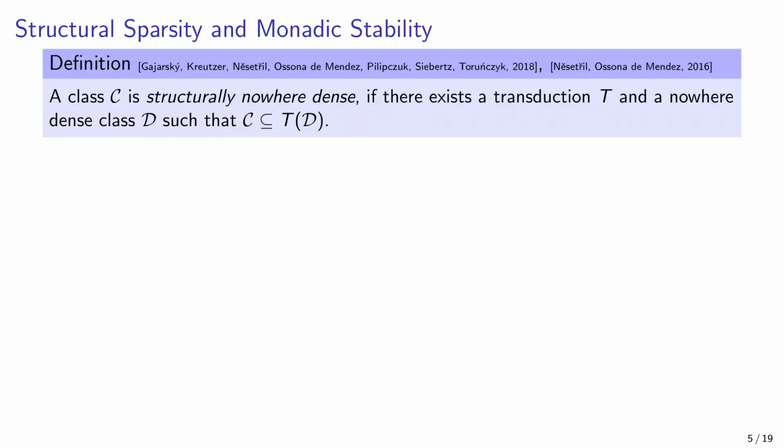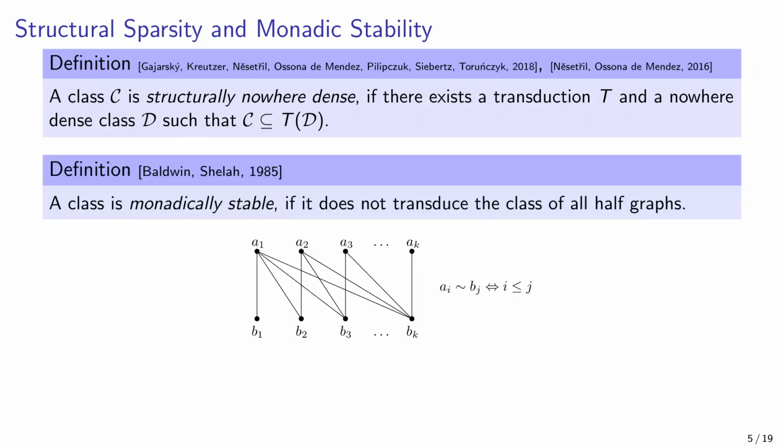Now we can use those transductions to extend our graph classes, and we define structurally nowhere dense classes as those classes which can be obtained by transductions from nowhere dense classes. Another property that is defined using transductions is monadic stability. This is a property that has been studied in model theory since the 80s.